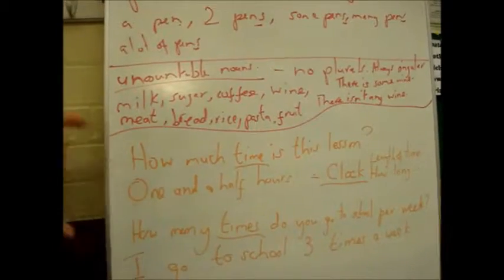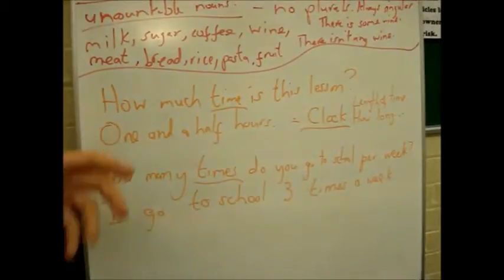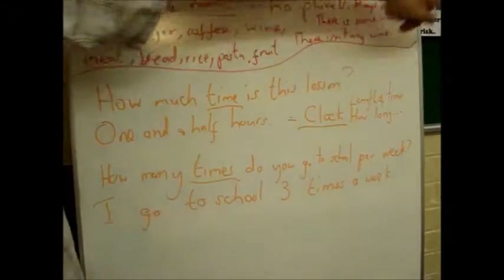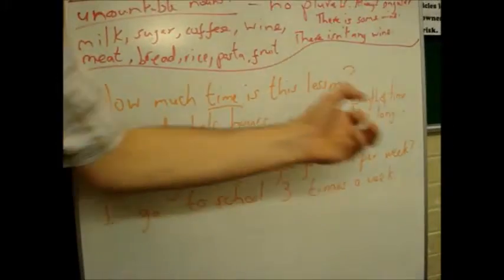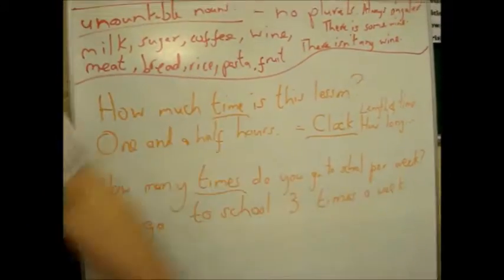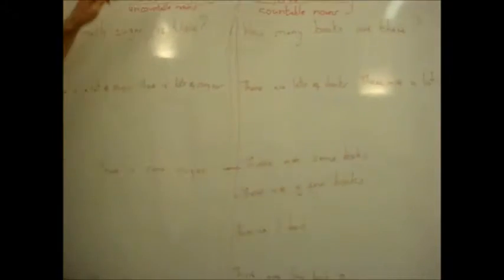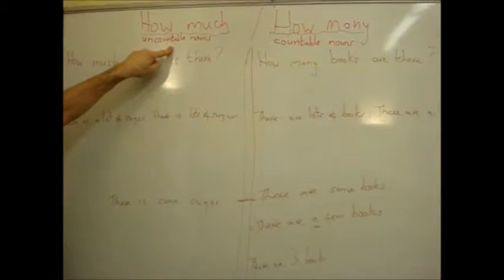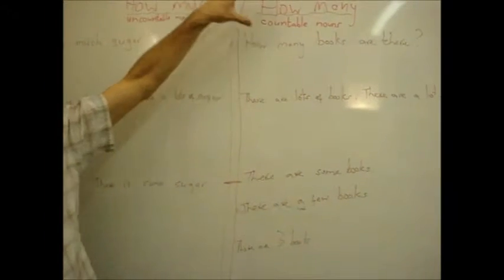Then you asked a question about time. How much time is this lesson? We're looking at duration, length of time, 1.5 hours. Or how many times do you go to school per week? How many? Number. I go to school 3 times a week. And finally, Ivana, over here, we were looking at how much and how many. This is all new stuff. You did really well. We use how much with uncountable nouns, how many with countable nouns.